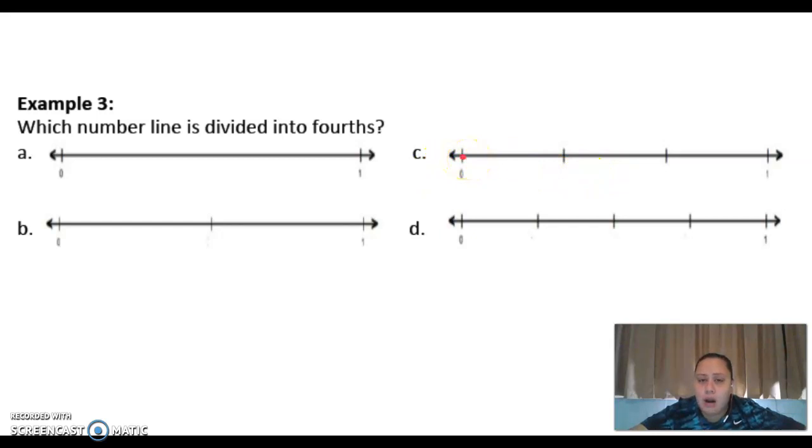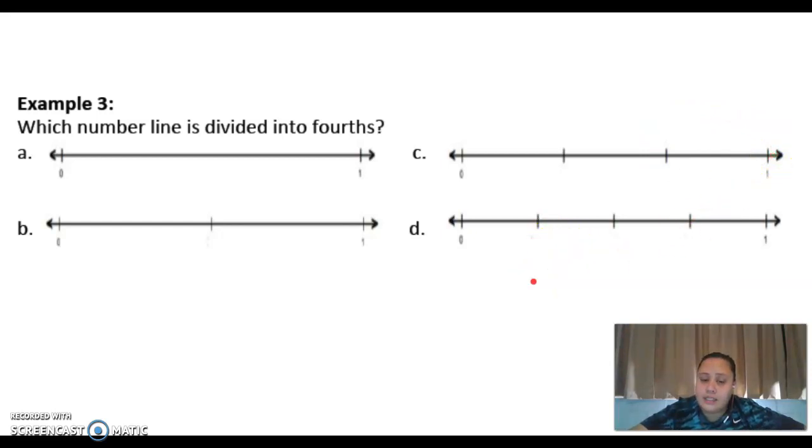You don't count the marks. You count your jumps. You don't count the marks. So C would be incorrect. It's the jump. So this is actually 1, 2, and 3. So that is thirds, which leaves D.